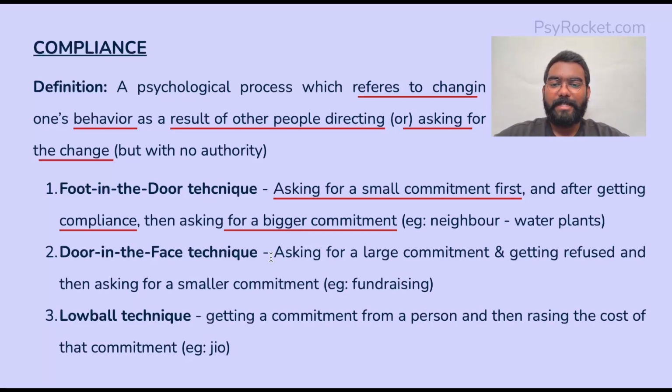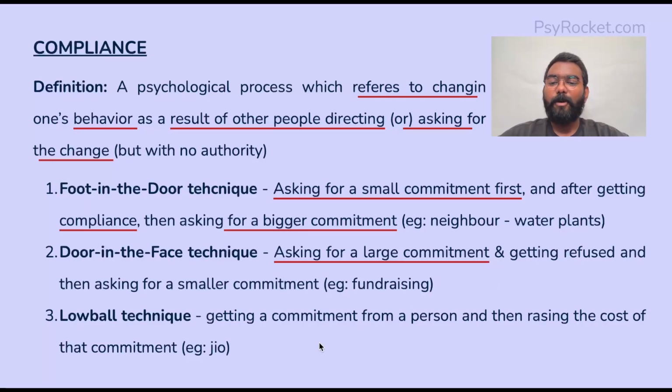Then there is the door in the face technique. This is mostly used in fundraising. They'll first ask for a large commitment, keeping in mind that they will get refused. They will first ask for a large commitment, like asking to donate 10,000 rupees or so. Then they will ask for a smaller commitment. So we will refuse: 10,000 is not possible for me. Then they will say, okay sir, is 500 possible? They will not drop drastically. They will ask, is 5,000 possible? Is 2,000 possible? Is 500 possible? So this is called the door in the face technique.